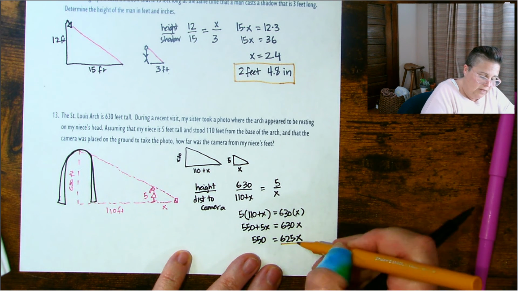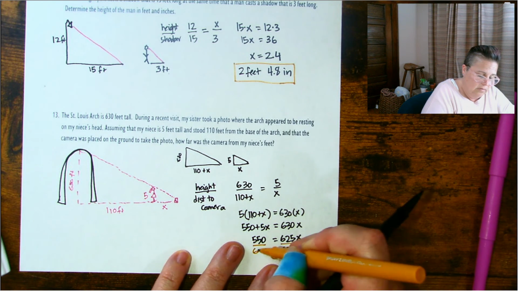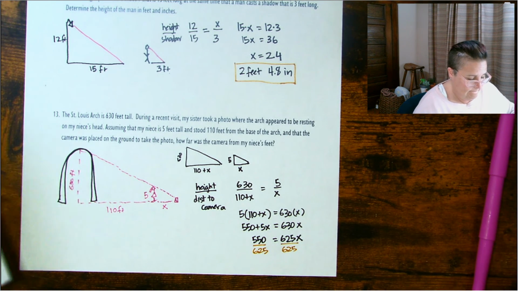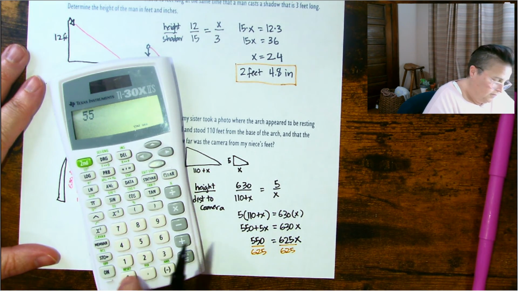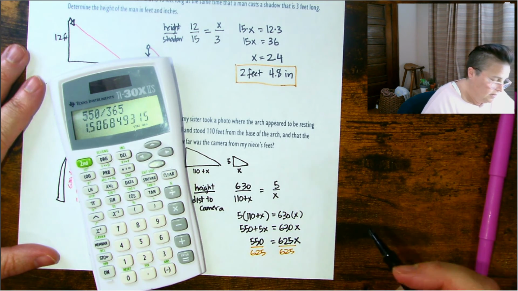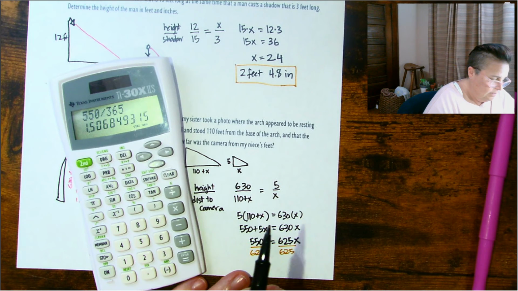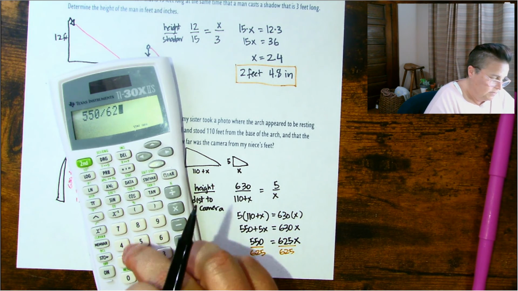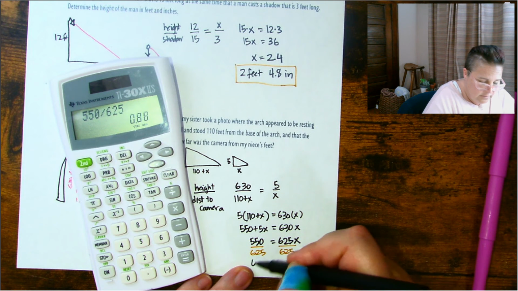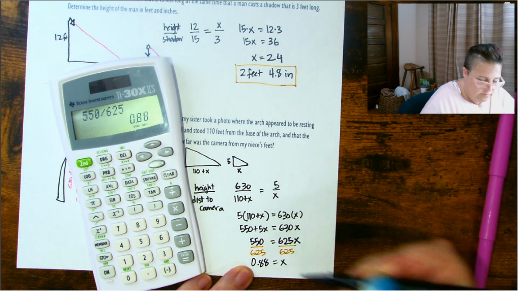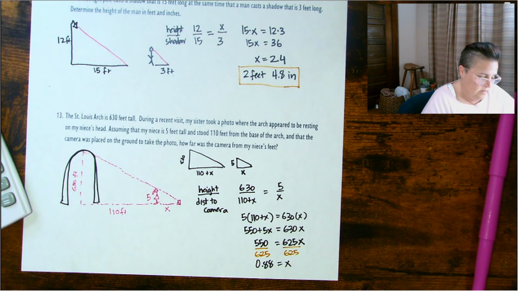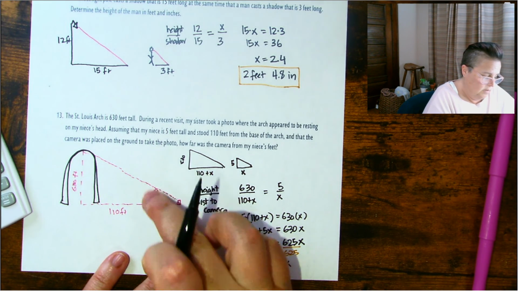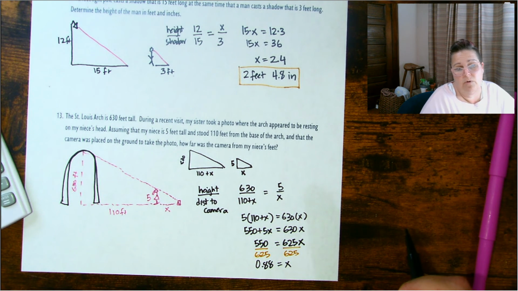And so now I need to divide both sides by 625. So 550 divided by 625. There we go. 0.88 has to be the x. 630 goes with 110 plus x, the same way that 5 goes with x, and x is 0.88.